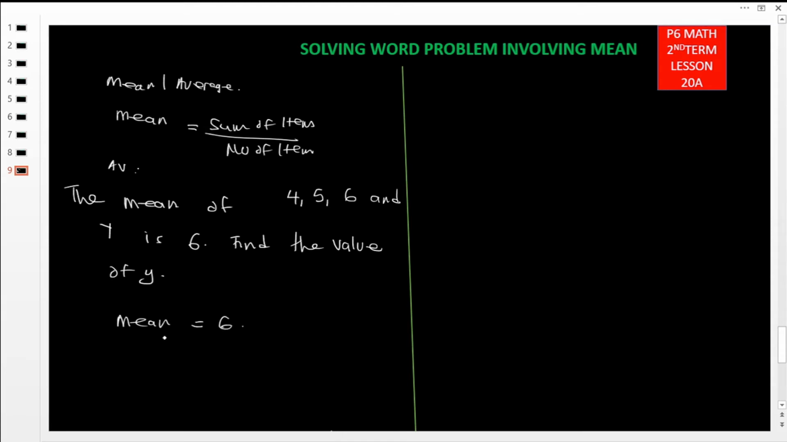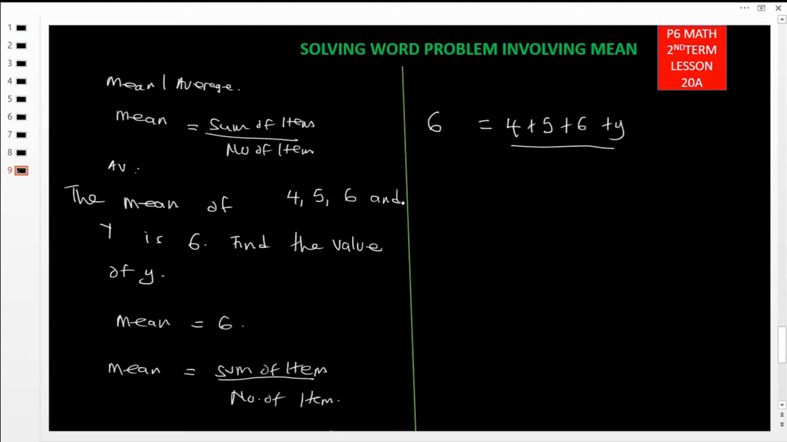But how did they get this 6? Remember, to get mean, to get that 6, it was sum of items over number of items, right? Therefore we are now going to substitute in where we have mean, we put its value. So a mean is equal to 6. Therefore 6 is equal to the formula for mean. What is the sum of items? What are the items? We have 4 plus 5 plus 6 plus y all over the number of items. How many items are they? 1, 2, 3, 4. So there are 4 items.